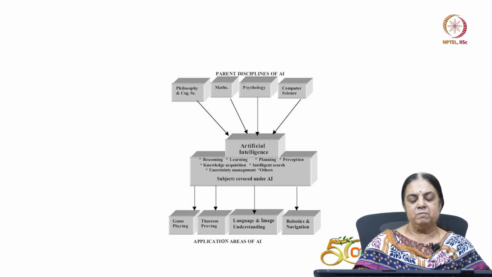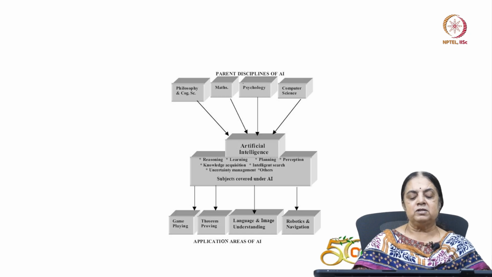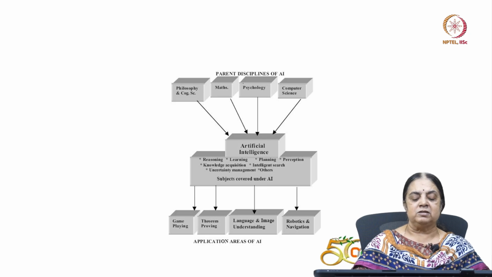So here is an overall block diagram of artificial intelligence. If you see in the middle, it tells you all the subjects that are covered under artificial intelligence. So we spoke about reasoning, learning, planning, knowledge acquisition and all those other things. And of course, there's a lot of uncertainty involved in that. And then we have some parent disciplines. The parent disciplines are the disciplines from where artificial intelligence has actually come up, for example, philosophy, psychology, maths, physics, computer science, etc.